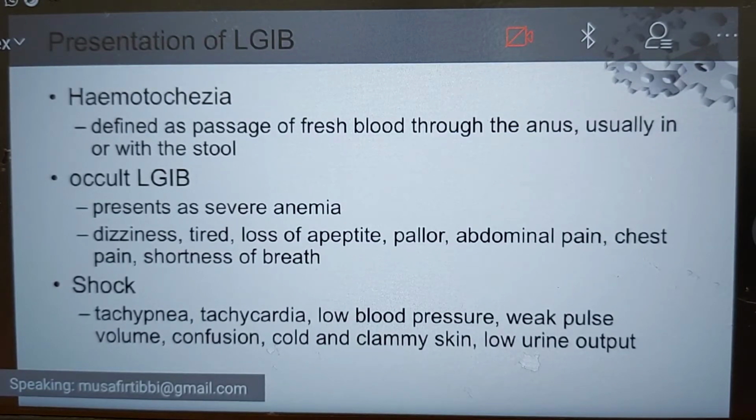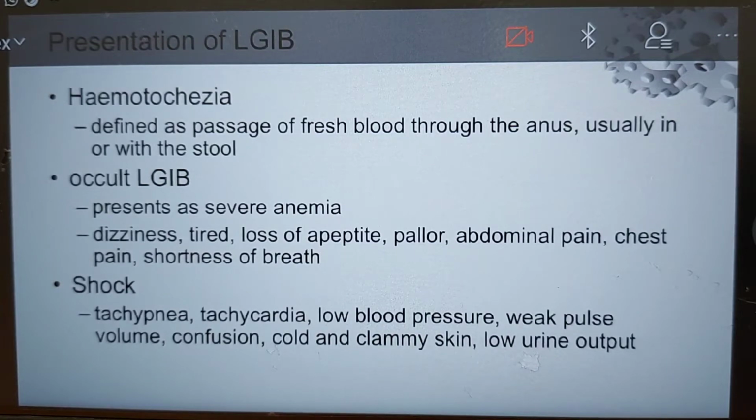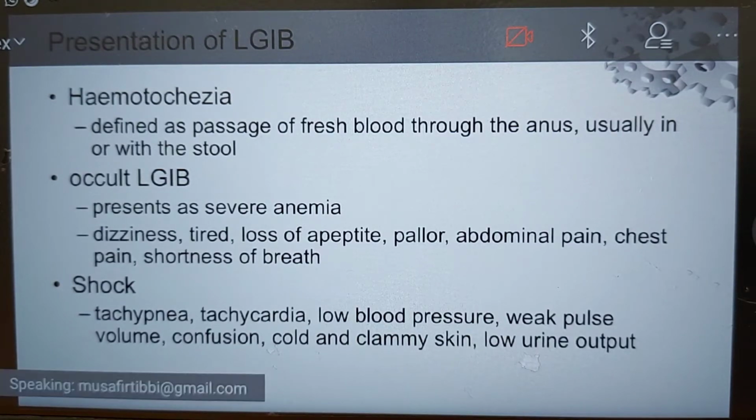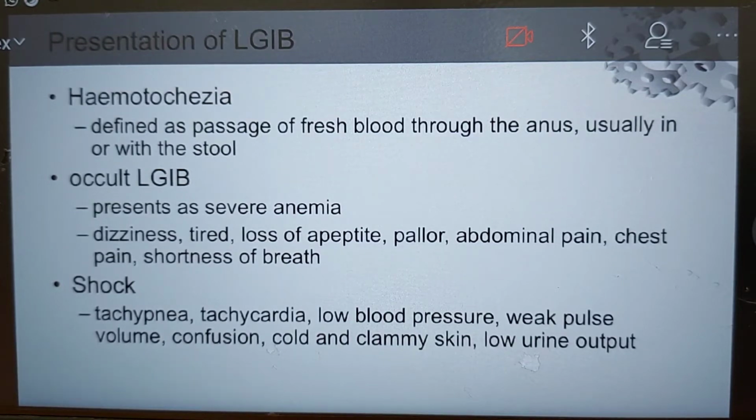In occult lower GI bleed, as I mentioned just now, patients present with anemic symptoms like dizziness, tiredness, loss of appetite, pallor, abdominal pain, chest pain, or even shortness of breath if there is severe anemia. After that, if the patient presents with massive bleeding, we have to worry about hemorrhagic shock, because the patient will present with tachypnea, tachycardia, hypotension, weak pulse volume, and cold and clammy skin, and even low urine output because of splanchnic vasoconstriction.